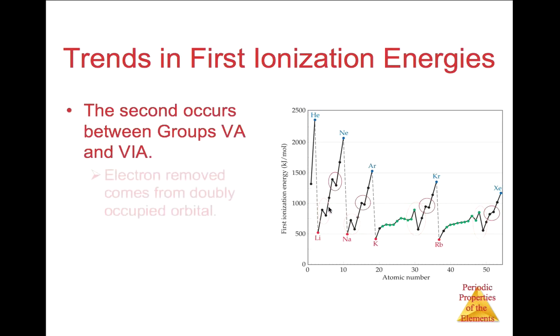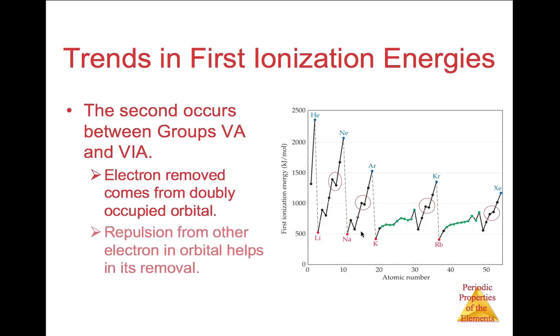The second occurs between groups 5A and 6A, and so in this case, in the second period, it occurs between nitrogen and oxygen, and here it occurs between phosphorus and sulfur. This is because the nitrogen element right here has a half-filled sublevel. The 2p orbital would have 3 unpaired electrons, 1 in each orbital. The oxygen now has 1 extra electron paired up, and it gets lots of extra repulsion from the other electrons. Down here, the same thing occurs between phosphorus and sulfur. And so it's easier to remove that 1 electron from sulfur than it is from the half-filled p orbital of phosphorus.